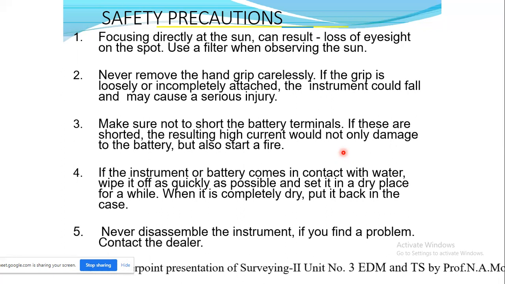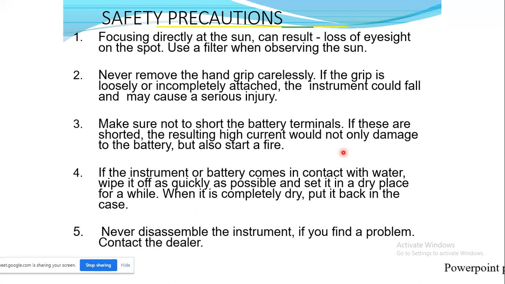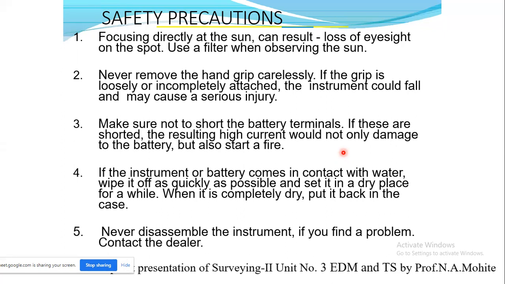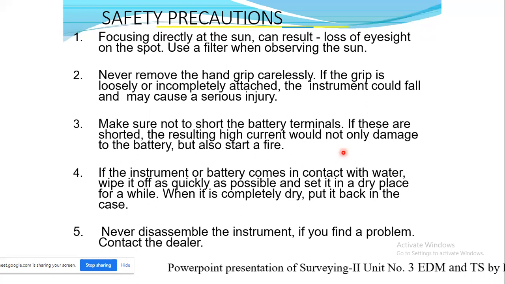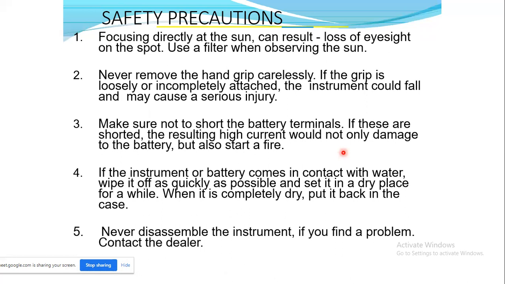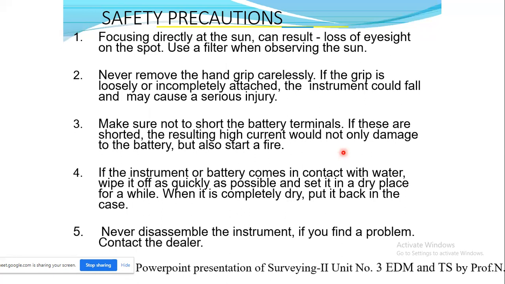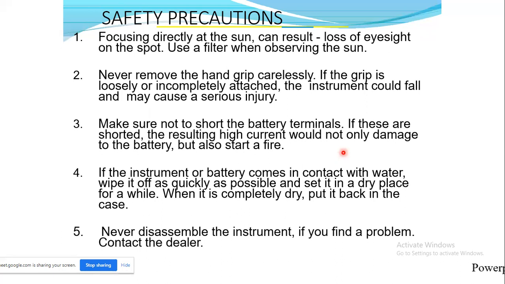If the instrument or battery comes in contact with water, wipe it off as quickly as possible and set it in a dry place for a while. When it is completely dry, then put it back in the case. The case is nothing but the box in which the total station is present. You might have seen the surveyor doing work in the rainy season also. He is not having any problem, he is just covering the instrument. If the battery comes in contact with water, it should be wiped off, cleared out and placed in a dry place for a while, so that you can make use of it in the future.